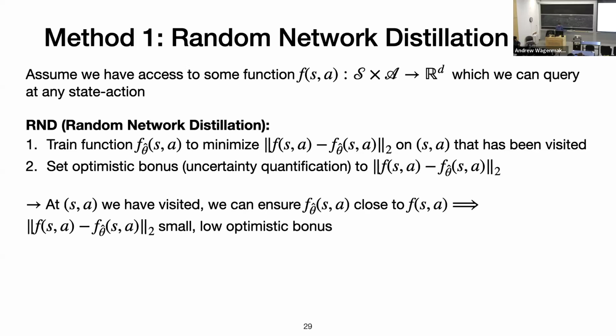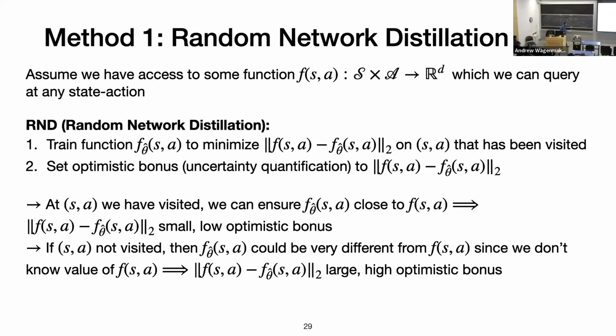Again, the idea here is that if we visited a given state and action, then we know the value of f(s,a). So if I have an expressive enough function class for f_θ(s,a), I can then train that function to be close to f(s,a) at that particular state action I visited. So in these cases, this difference between f(s,a) and f_θ hat(s,a) will be small, which will then correspond to a low optimistic bonus.